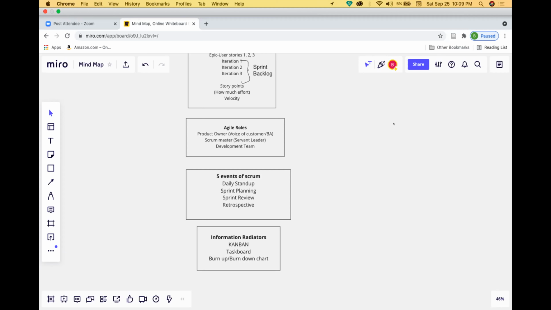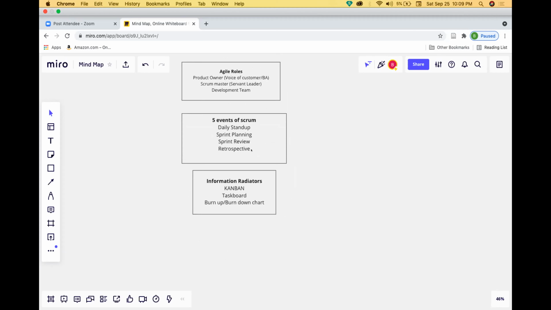Then come the 5 events. One is the daily stand-up, where the team gets together and looks at the status of their sprint. Then the sprint planning. Then comes the sprint review, where all the stakeholders, customers, SMEs, and the team get together to review the sprint. It's nothing but the demo. And finally the retrospective, where continuous improvement is the focus, where the team stays together to see what issues happened and how we can improve for the other sprints. All these activities and events happen in these 5 events.